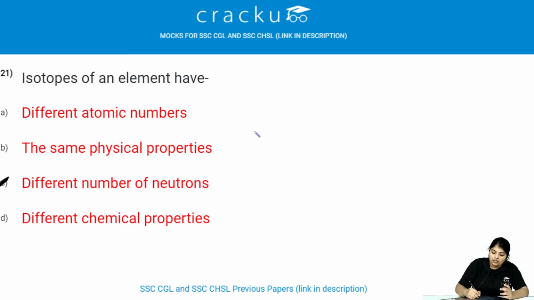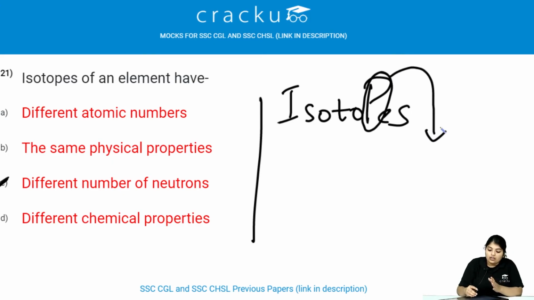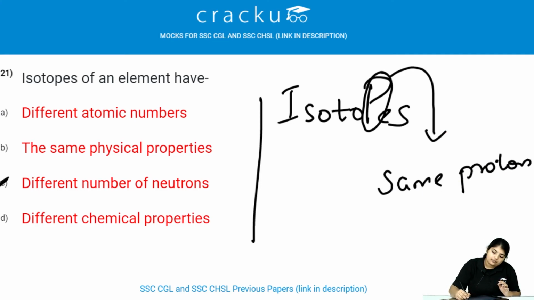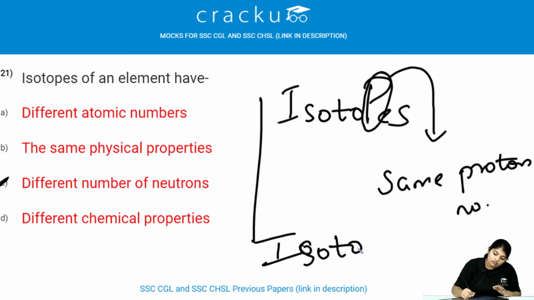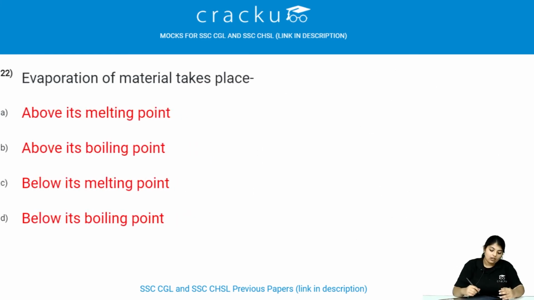A small trick, see here. Isotopes, from this P, you can remember that isotopes of an element have the same proton number. And if it is isotones, then they have the same neutron number. Evaporation of a material takes place below its boiling point, not above its boiling point.